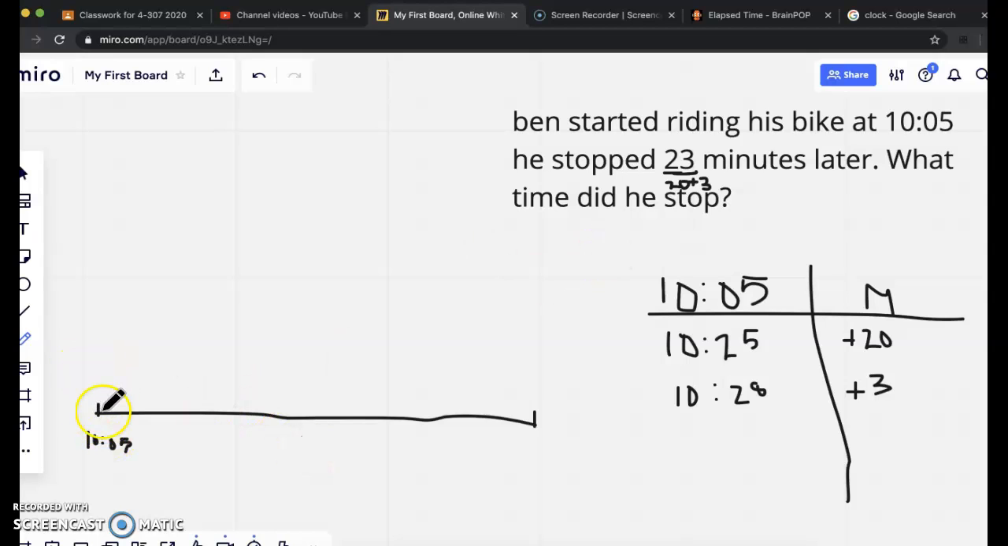All right, you can do the same thing here. We're going to go plus 20, so that's 10:20. We would add 10:25. But we need to go 3 more. 1, 2, 3, get 10:28. All right, so this is all about just making it easy. I feel like the T chart is going to be the easiest one for you guys.